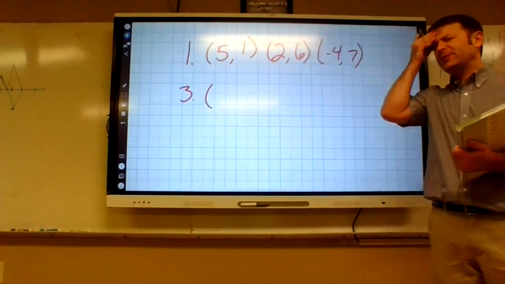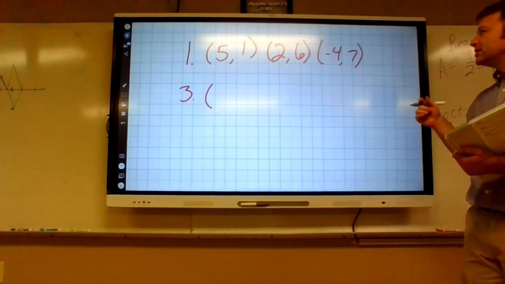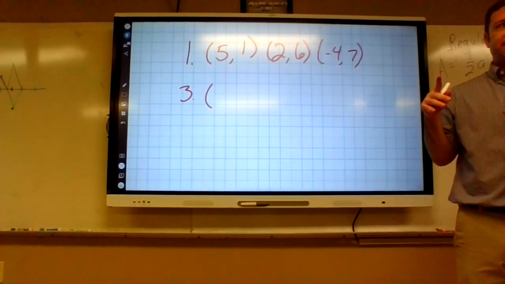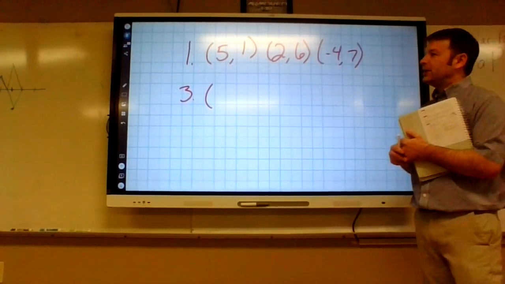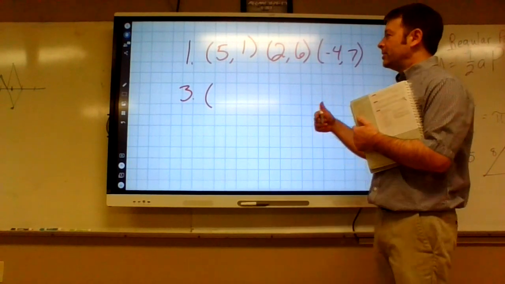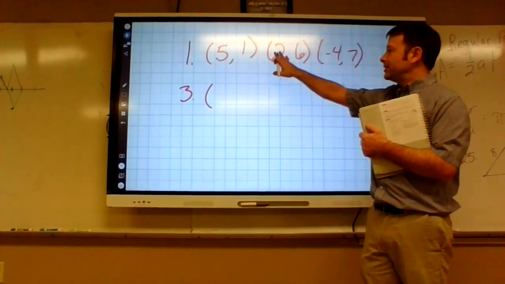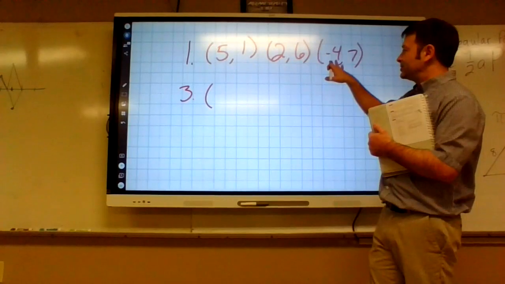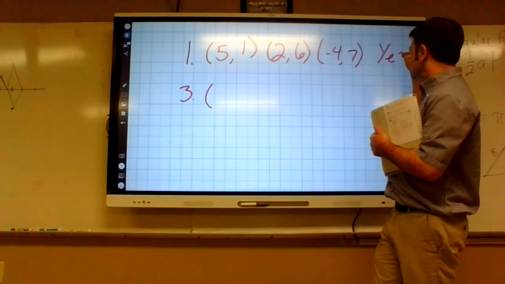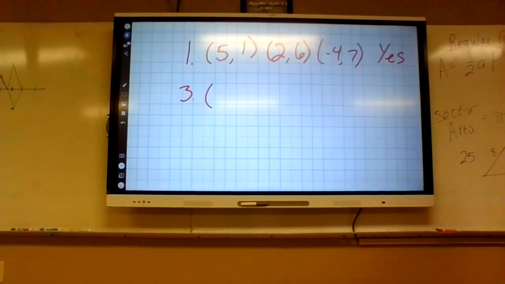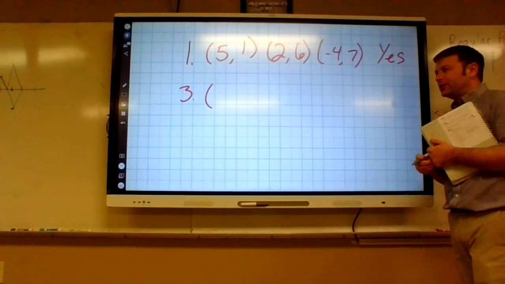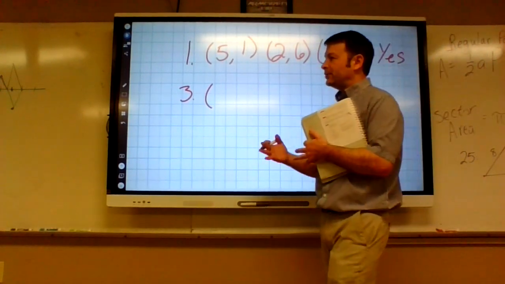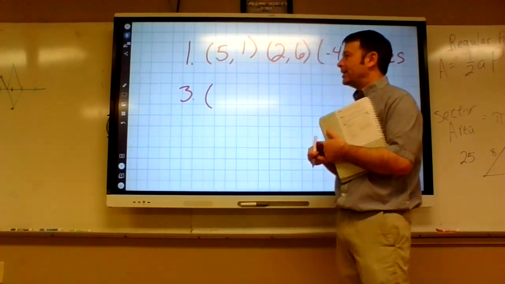You guys remember what makes a function a function? If all the numbers in the domain have only one correspondent in the range. If each x value goes to a different y value. Basically, if the x values do not repeat, it is a function. So, yes, this is a function. If it said 5, 1 and 5, 2, the x value 5 would go to two different y values, that would not be a function.